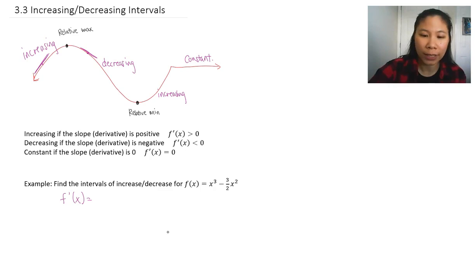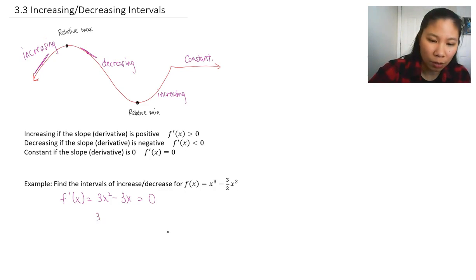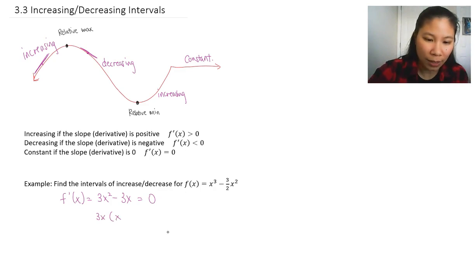Our derivative here is going to be 3x squared minus 3x using the power rule. So we're going to set that equal to 0, and we want to solve for x to find those critical points. Solving for x, I'm going to factor. I can take out a greatest common factor of 3x, and that'll leave me with x minus 1. Setting both of my factors equal to 0, I have 3x equals 0, so x equals 0, and then x minus 1 equals 0, so x equals 1.